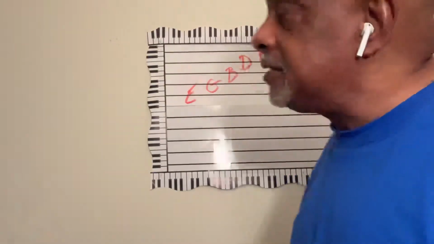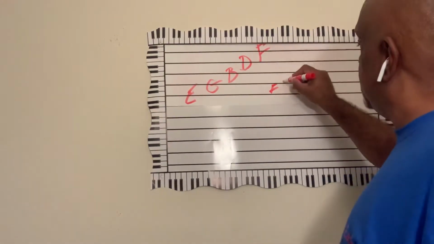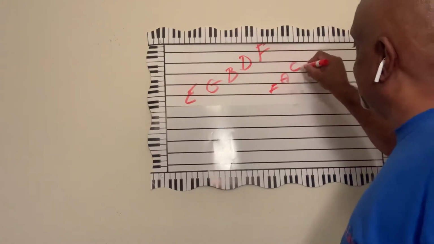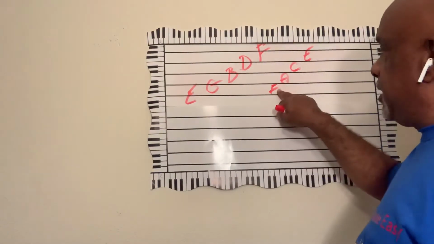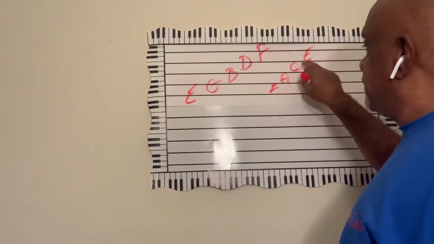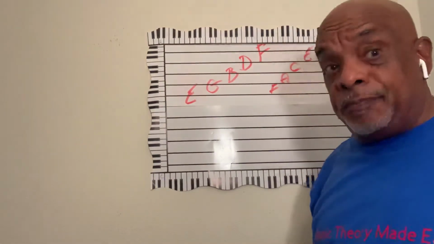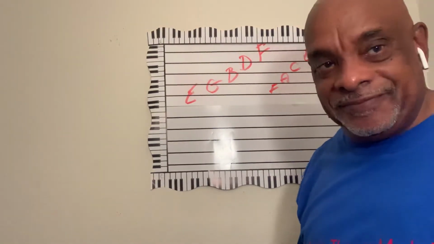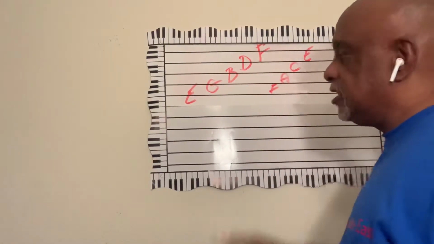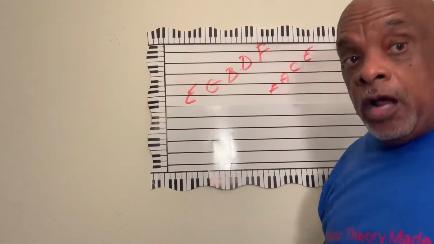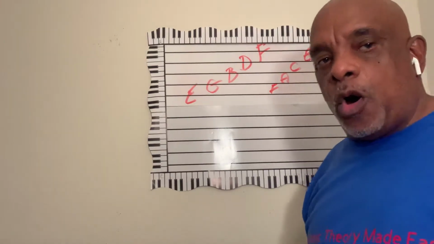Now, let's go to the space names for the treble or G clef. The first space is F, second space is A, third space C, and fourth space is E. F-A-C-E spells face. So that's the lines and spaces of the treble or G clef.